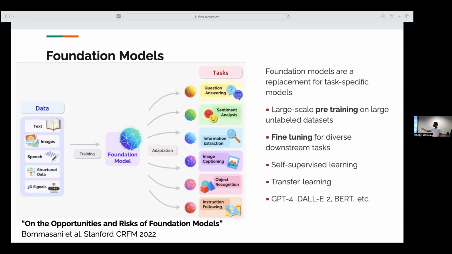A few of those are GPT-4, which is the base model for the ChatGPT that we use. DALL-E is also developed by OpenAI. In DALL-E, you just give the text describing the image the way you want it, and DALL-E will give you a really good image. And then BERT, which Aaron discussed in the last lecture.